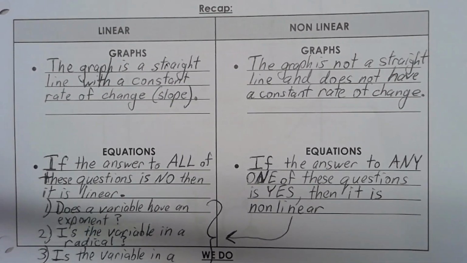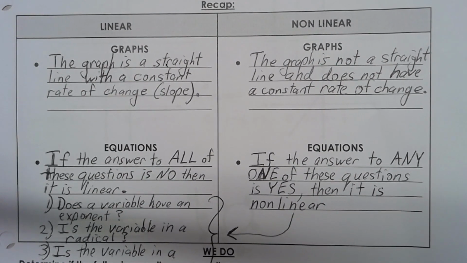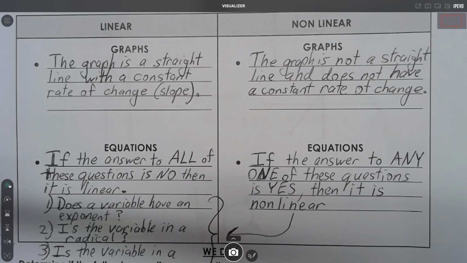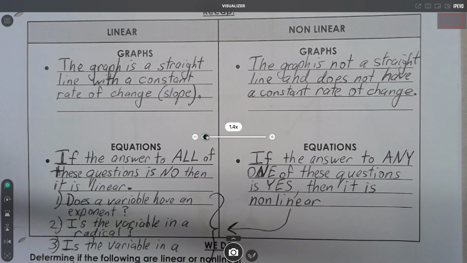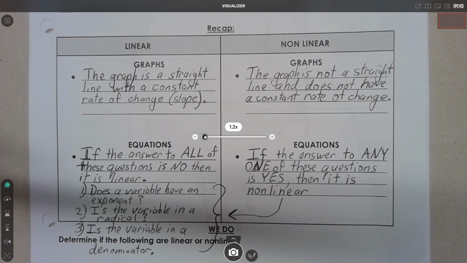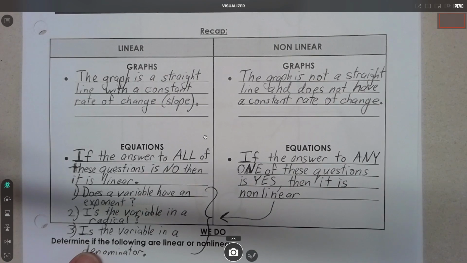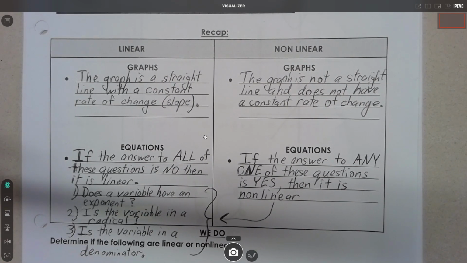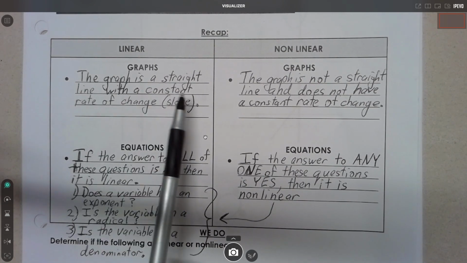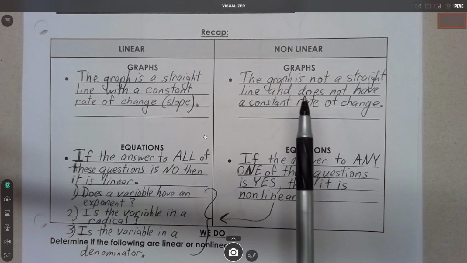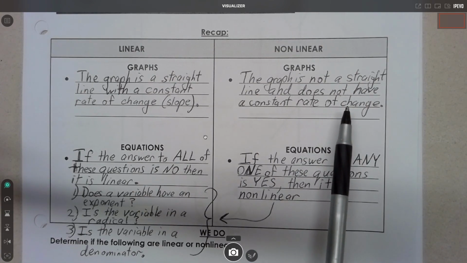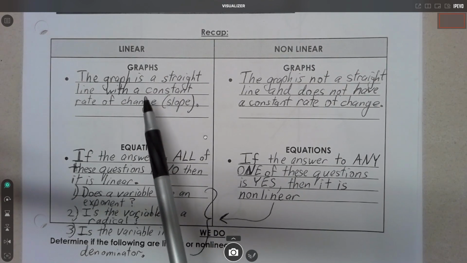So just to recap what we did yesterday, this was some of the important notes that we took yesterday. We were looking at linear and nonlinear relationships. And when we have a graph, just like the do now, it's pretty straightforward to tell whether it's a straight line or not a straight line. So in a graph, if the graph is a straight line with a constant rate of change or slope, then it's a linear equation. If the graph is not a straight line and does not have a constant rate of change, then it's nonlinear. So remember, rate of change is slope.